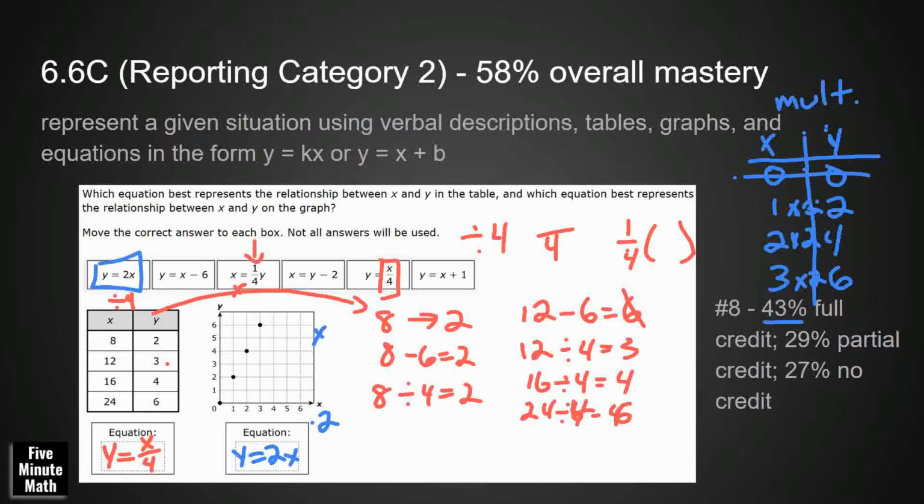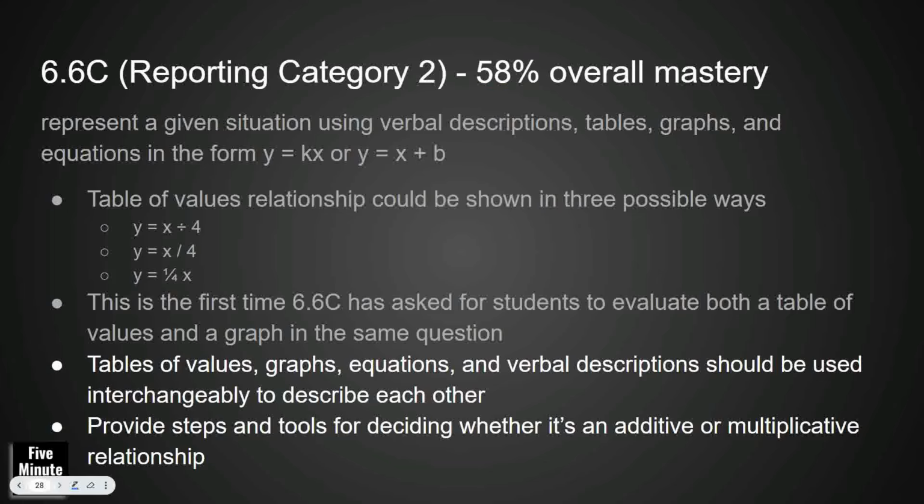As you can see, 43% got full credit, 29% got partial credit. If we take that partial credit and add it to the full credit, that's where we get our 58%. All right, so we needed to show this relationship in the table of values, and you see it right here. There's three different ways that we could represent that divide by 4. Our students need to be comfortable with all three.